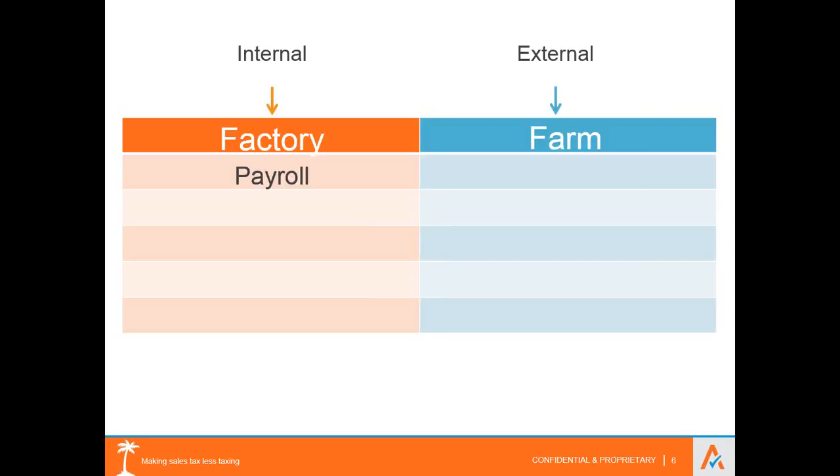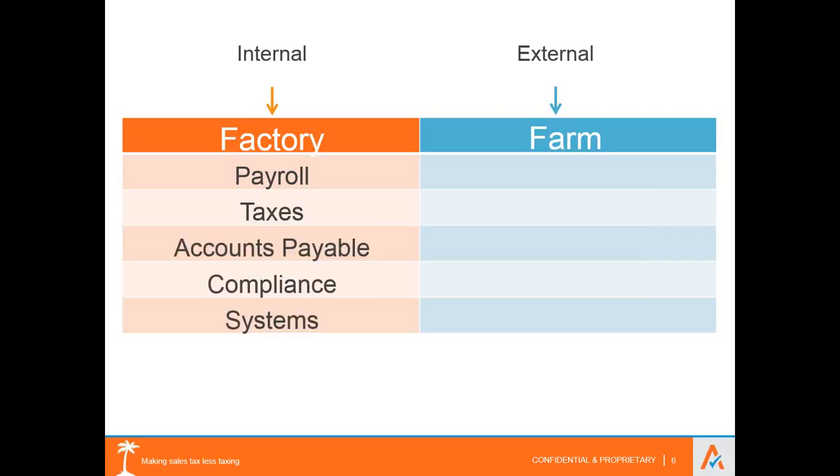Well, when I think of a factory, I think about how they take raw materials, run it through a process the same way, and get the same output every single time. So what does that mean? That's the side of your business that handles all the operations that must be done to stay in business. So in your terms, that might mean payroll, taxes, accounts payable, compliance, and systems.